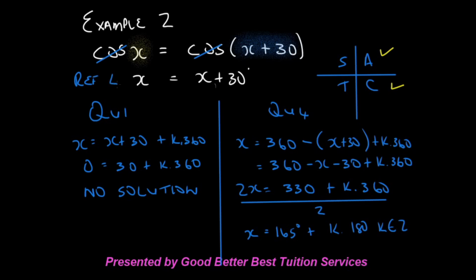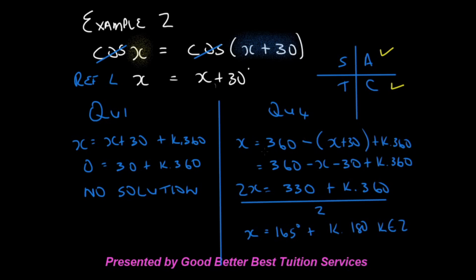And if we look at x is equal to x plus 30, where is cos positive? Cos is positive in the first quadrant and the fourth quadrant. And so these are the quadrants that we will use. So for quadrant 1, we have x is equal to x plus 30 plus K360. And if you take the x over and subtract it, we are going to have 0 is equal to 30 plus K360. And that is not going to give us a solution.